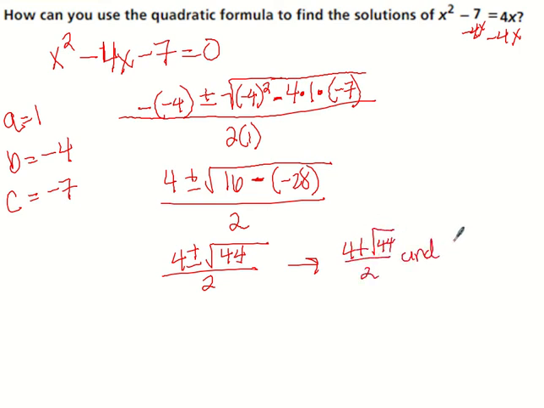and 4 minus the square root of 44 divided by 2. And then depending on the way they want you to write the answer, we would actually have to put this into a calculator. So we would go 4 plus the square root of 44, and then equals, divide by 2, and we would get approximately 5.32. And we'd go 4 minus the square root of 44, equals, divide by 2, and we would get approximately -1.32.